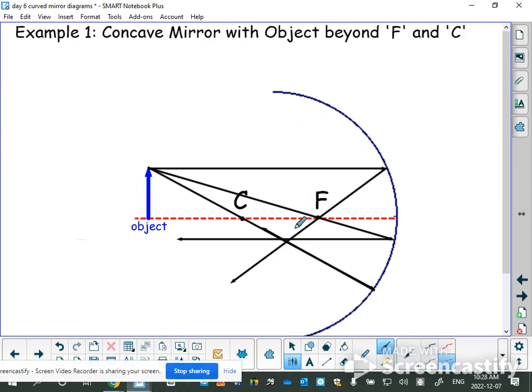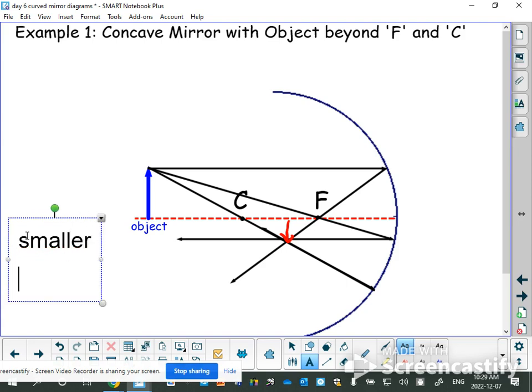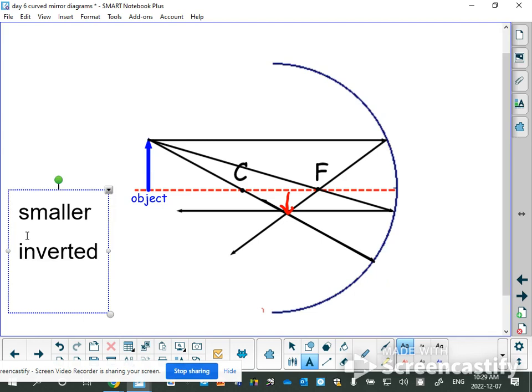My image, you'll notice this is the top of the image because this is the top of the object. So that means this is where the pointy part is. It's below the principal axis, which shows it's an inverted image. I can now describe, using the SALT characteristics, my image. My image is smaller. You can tell that arrow is smaller than the original. It is inverted. You can tell that's upside down compared to the original. It is closer because it's closer to the mirror than the original.